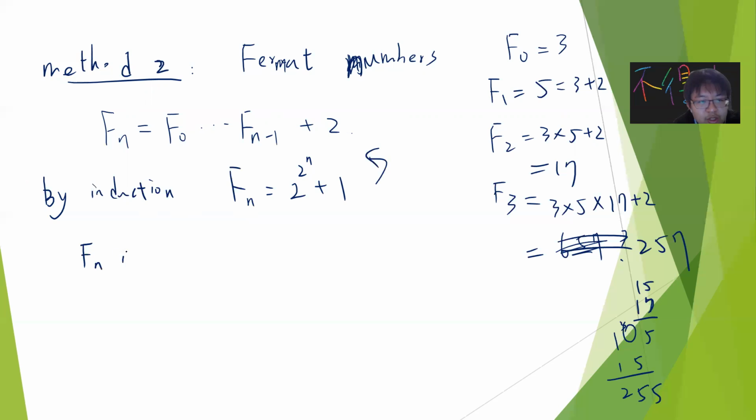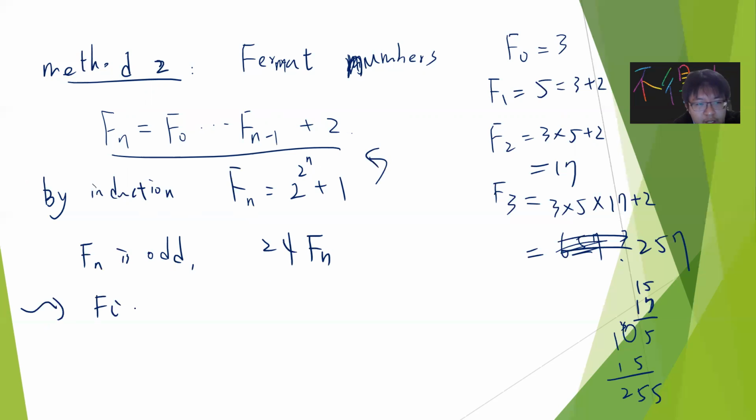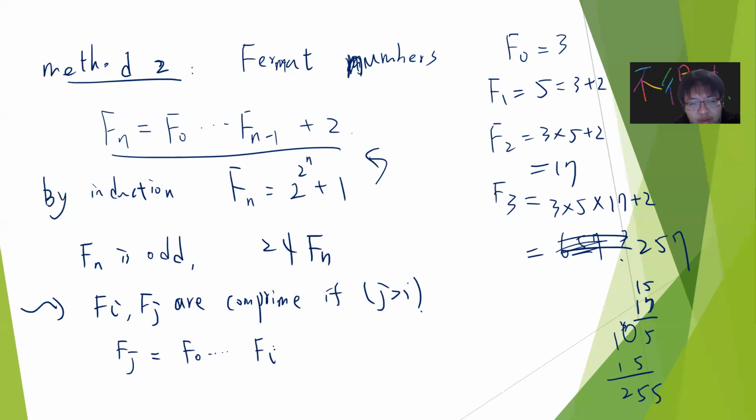Notice that Fn is odd, so that means 2 does not divide Fn. And obviously from this definition, you can easily see that Fi and Fj are coprime, if let's say j is greater than i. This is simple, right? Because by your definition, Fj will be F0 times up to some F of j minus 1, plus 2.